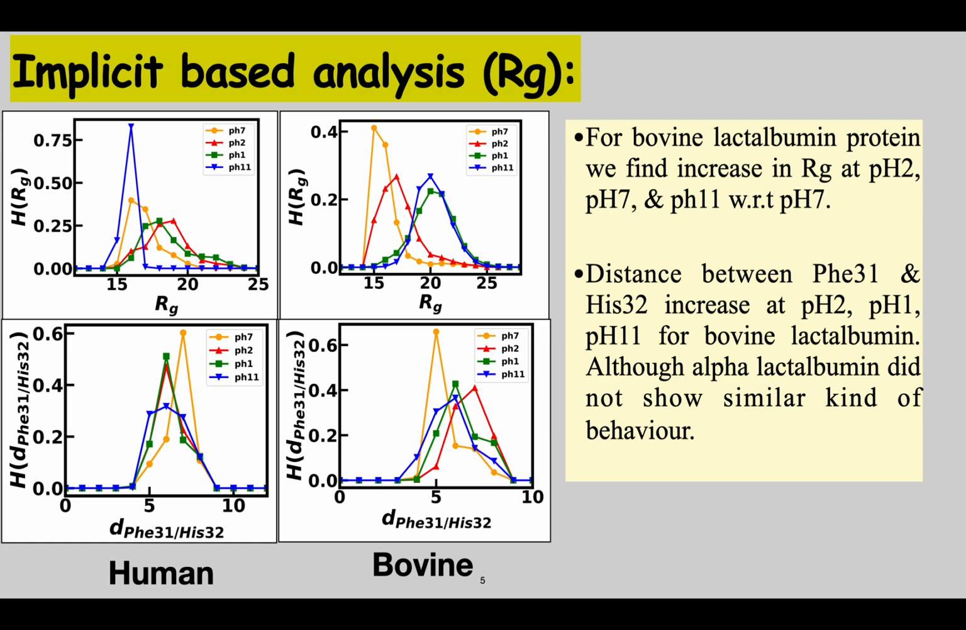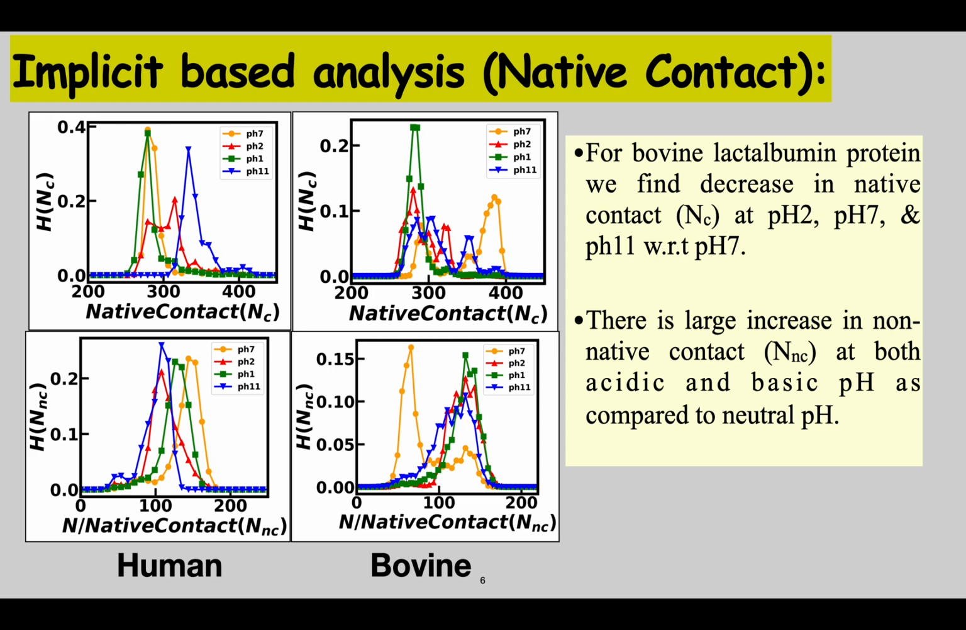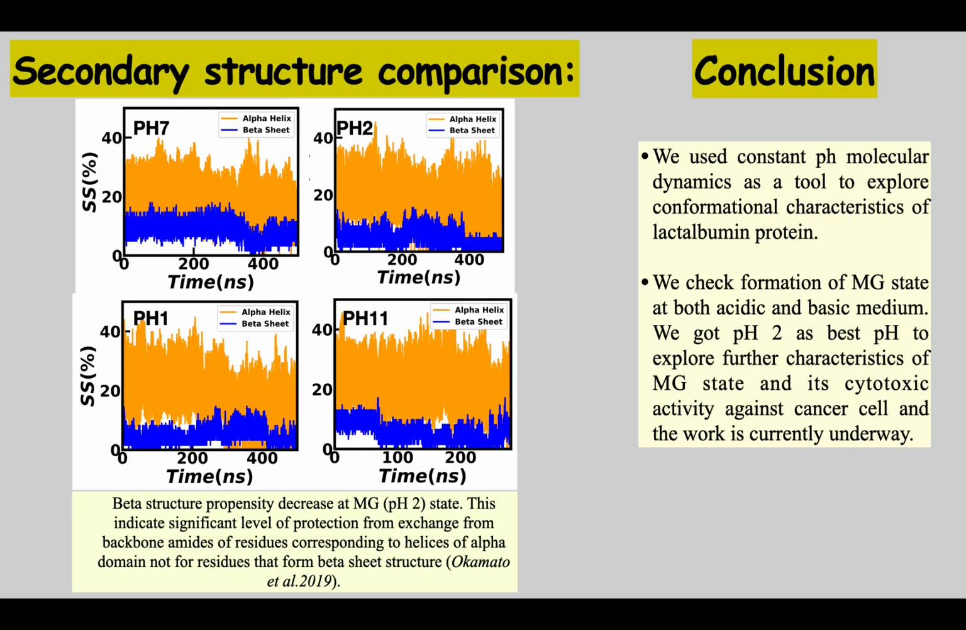Now we discuss the native contacts, which also decrease for bovine at both acidic and basic pH, while non-native contacts increase for both acidic and basic pH. But for human we did not find any similar thing. So we find that only the bovine alpha lactalbumin somehow shows the best result.